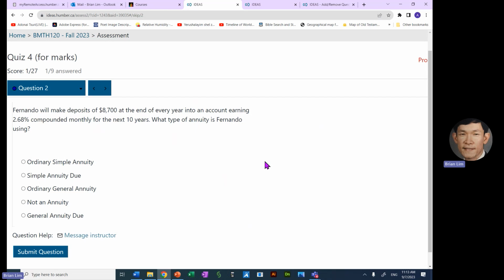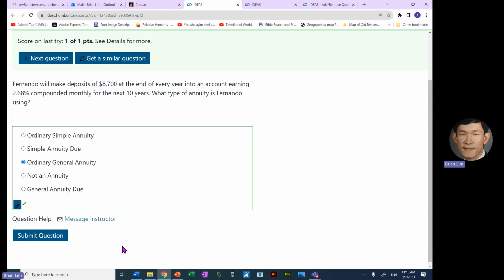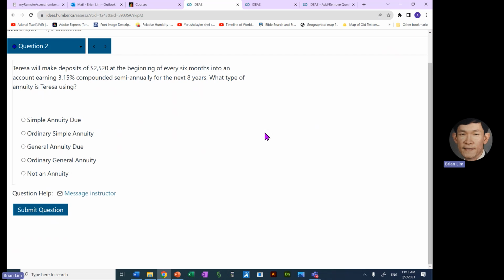Hopefully it is different. And this is a similar one. So you can see that the deposits are made at the end of every year. That's what you're looking at right here. And the compounding is monthly. So end and PY is 1, CY is 12. So that is indeed an ordinary general annuity, just like what we had before. So let's get a similar question, and hopefully we'll get something different.